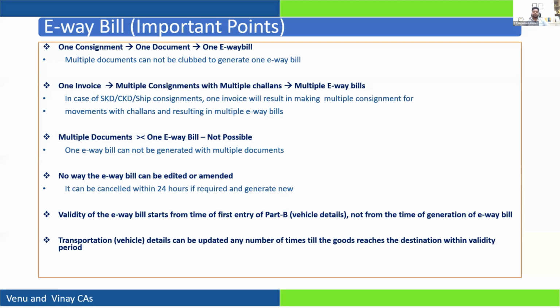Let's take an example. I bought 50 metric tons of coal, which can be carried in 10 trucks. But the seller has given only a single invoice. In the earlier case, I said that for one invoice you can generate one e-way bill. Then how can you move the 50 metric tons of coal in 10 trucks?